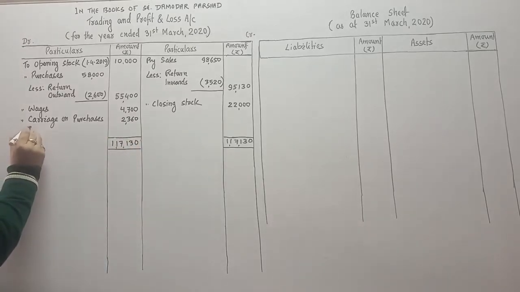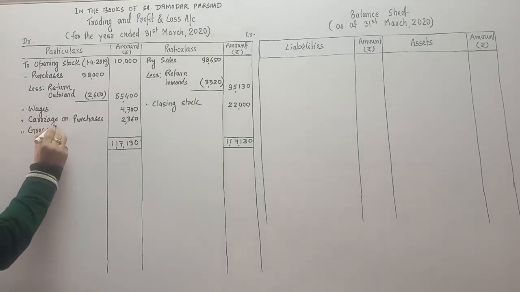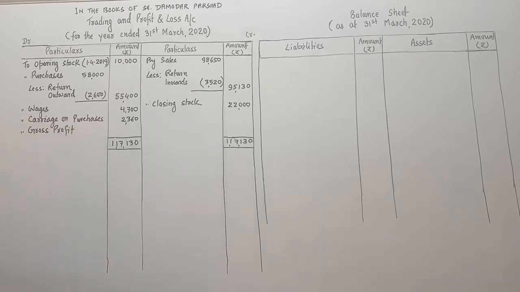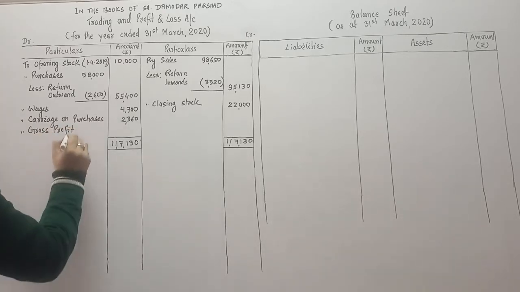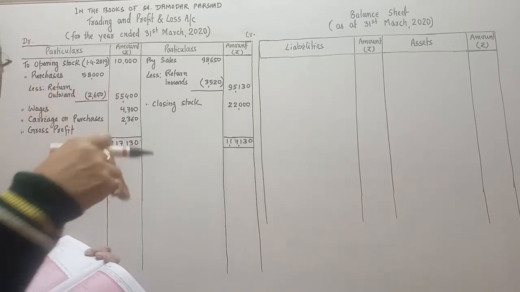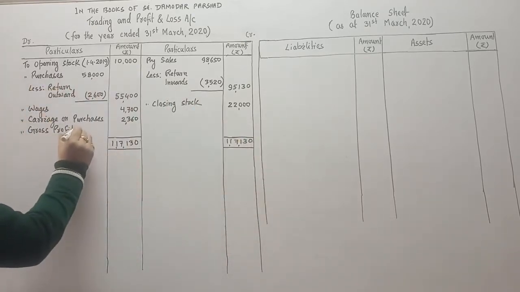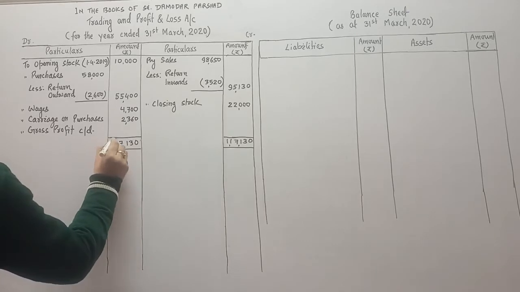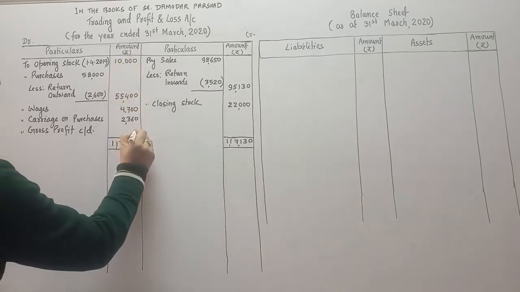Now we will find out the difference. That difference we call gross profit. When credit is more and debit is less, it is called gross profit. This gross profit will be transferred to the profit and loss account, so I am simply writing here carried down to the profit and loss account.